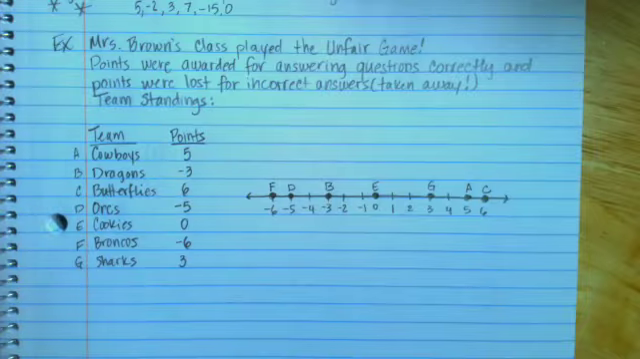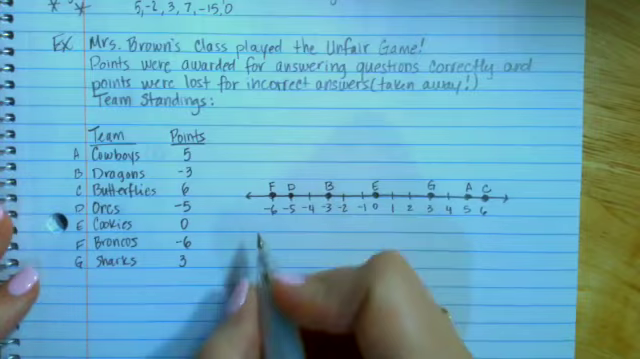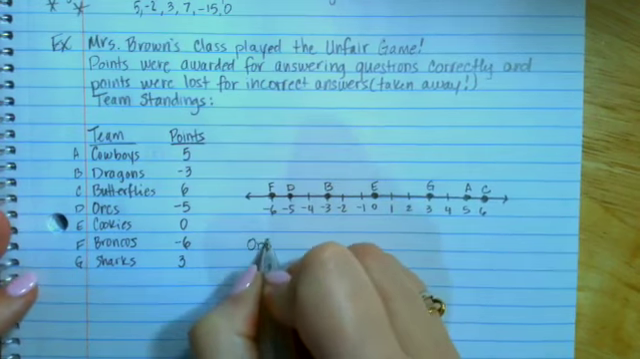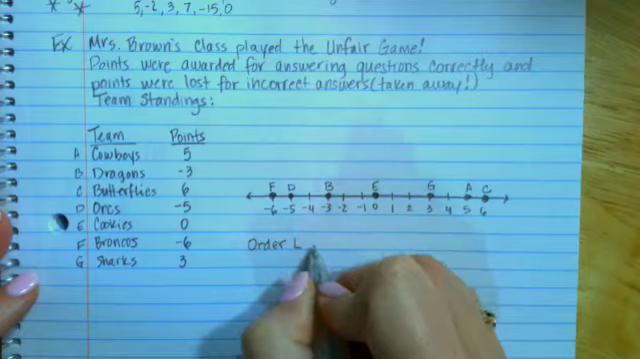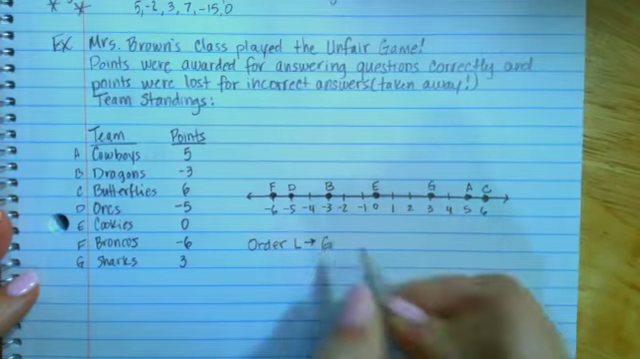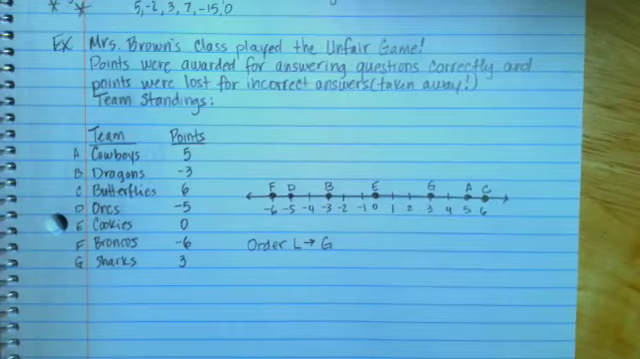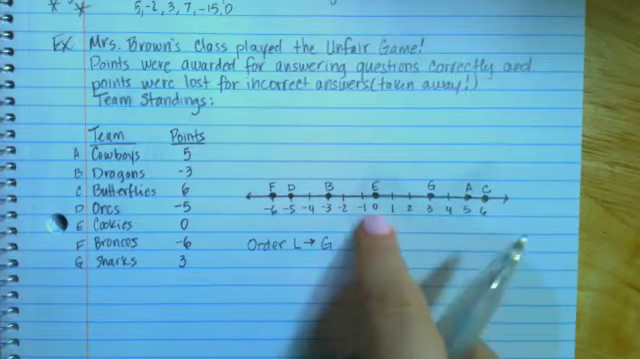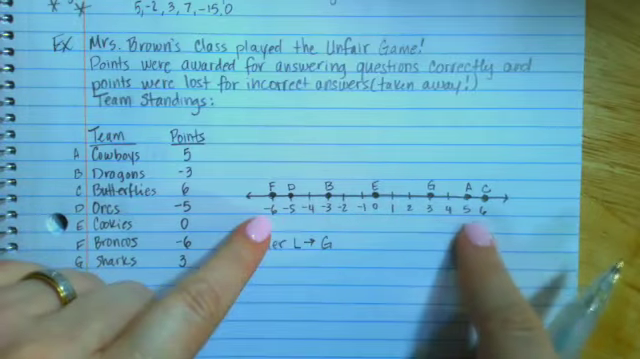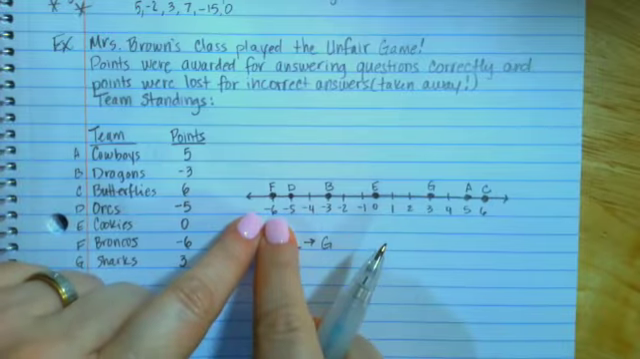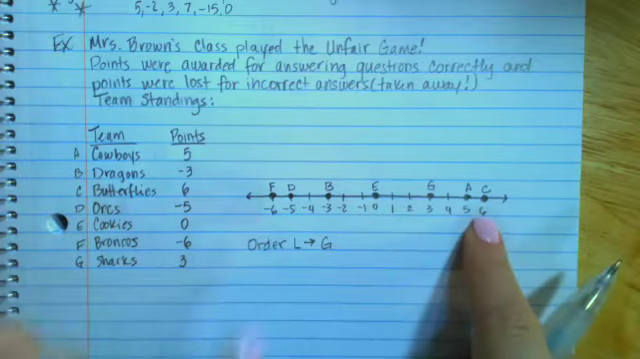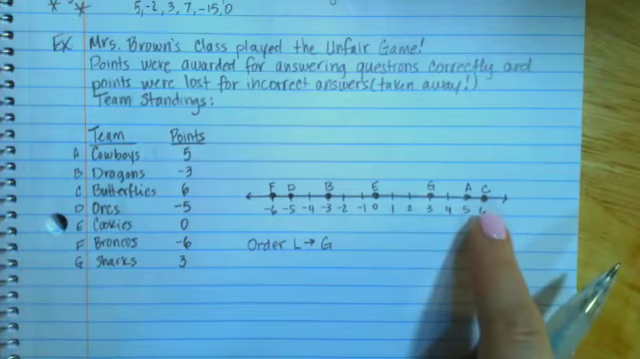Now, I want to put the teams in order from least to greatest. So let's say order from least to greatest. Now, which side of this number line is the least side? That would be down here, the negatives. Because, I mean, if you think about this as money, would you rather have -$6 in your pocket because you had to give $6 away to somebody? Or would you rather have the $6 in your pocket, the positive?